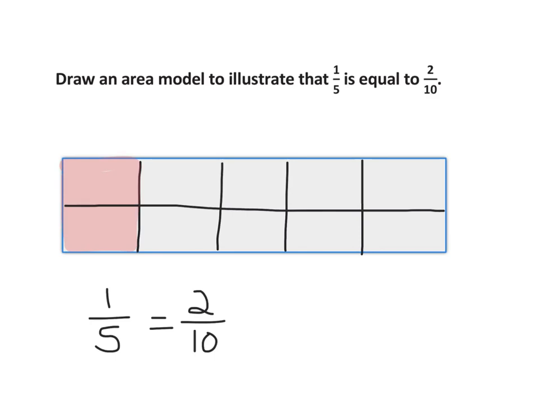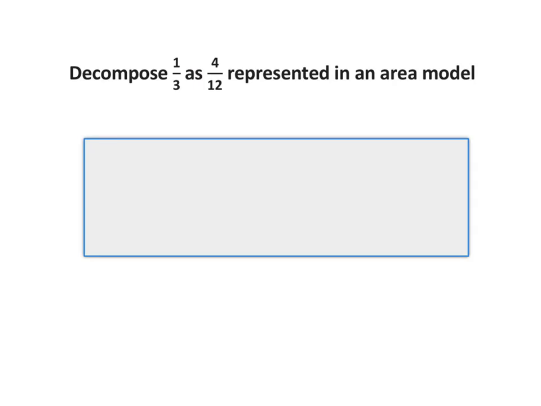Let's do one more. Decompose 1/3 as 4/12 represented in an area model. Okay, so I'm going to start by making thirds. The fraction 1/3 can be represented by highlighting 1 out of the 3 parts. So I have 1/3 being represented here.